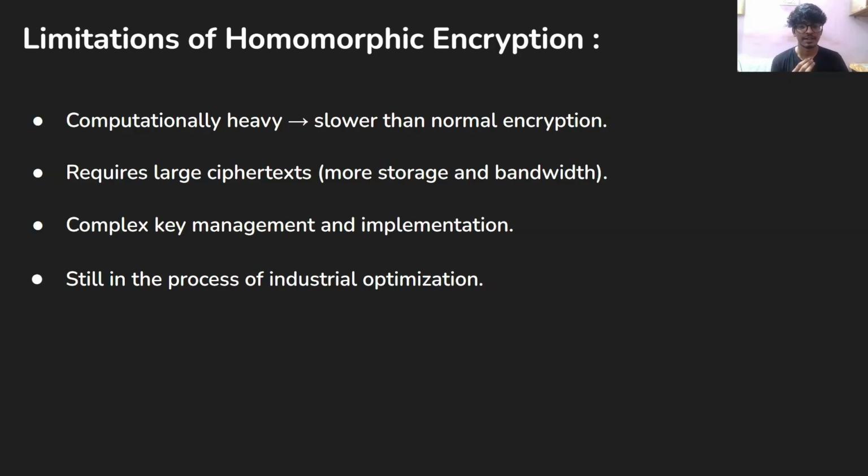Limitations of homomorphic encryption. Homomorphic encryption methods are computationally expensive, meaning they require a lot of computational performance to apply these operations on the data, which makes them slower than the normal encryption models. It also requires large ciphertext, which leads to the necessity of more storage and network capacity. It is complex to manage and implement, but still it is in the optimization phase. It's not fully optimized.